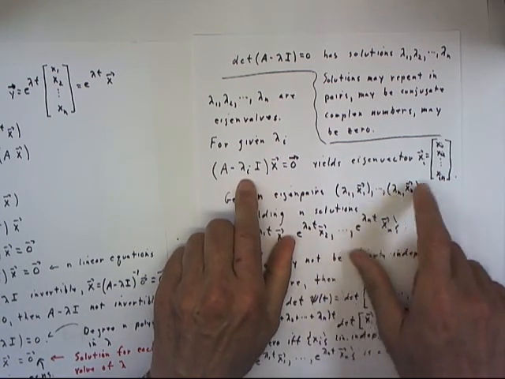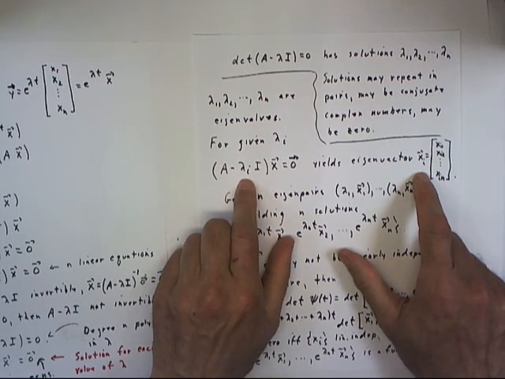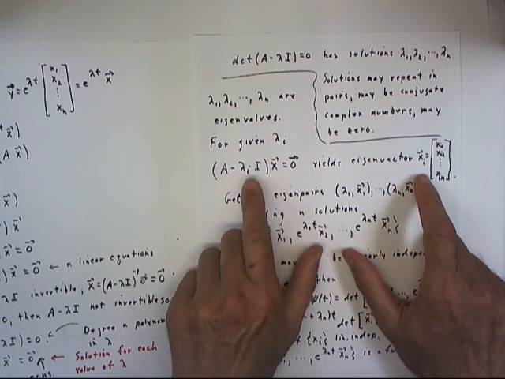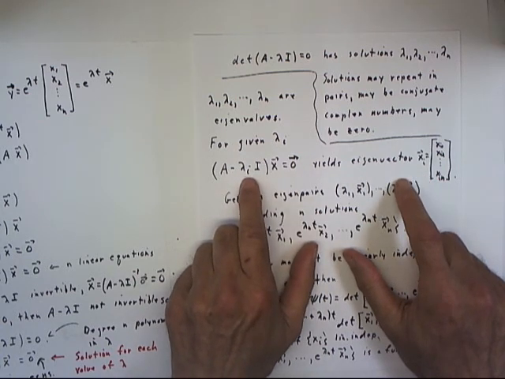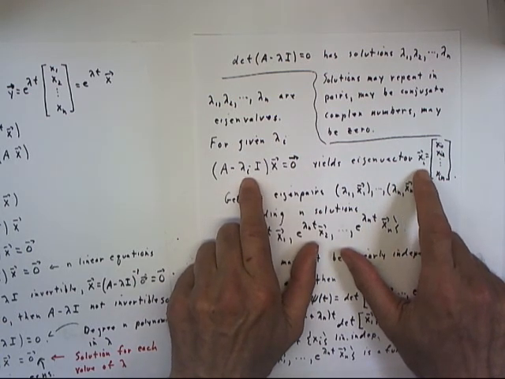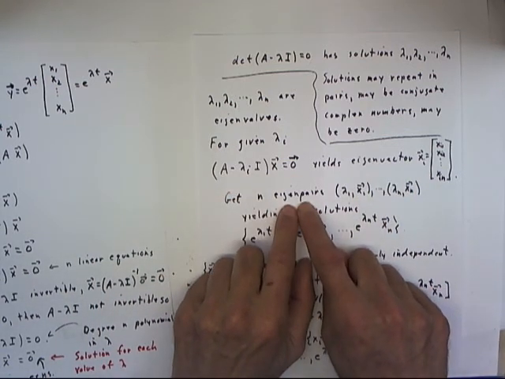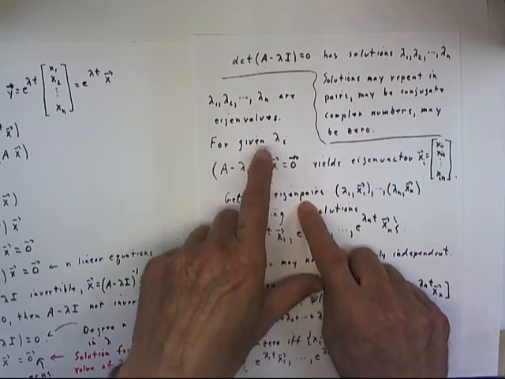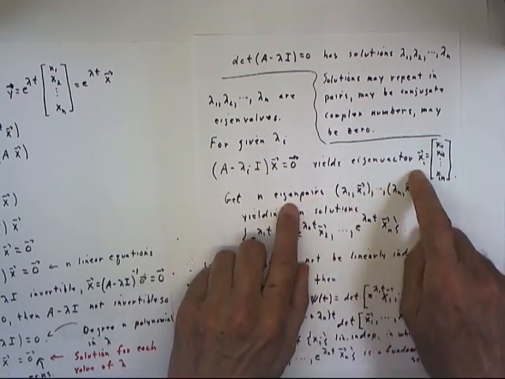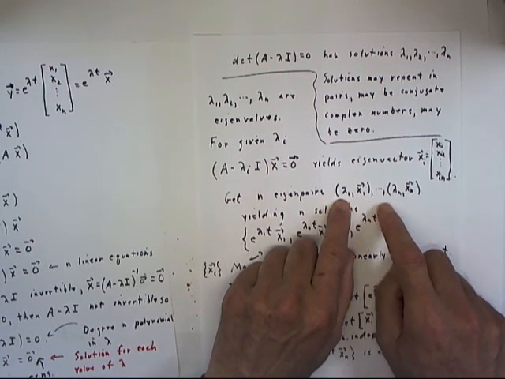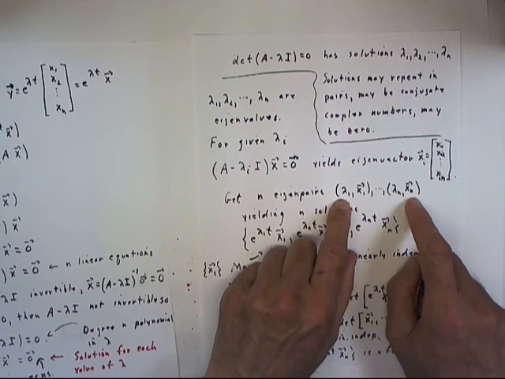So lambda i gives us solution x sub i through this equation. If i is equal to 1, then eigenvalue lambda 1 gives us eigenvector x1, and then eigenvalue lambda 2 gives us vector x2, and so forth up to x sub n. So we say that we have eigenpairs. An eigenpair is an eigenvalue and the resulting eigenvector. So we have eigenpairs lambda 1, x1 up through lambda n, x sub n.